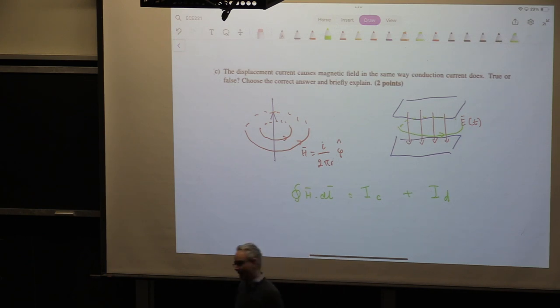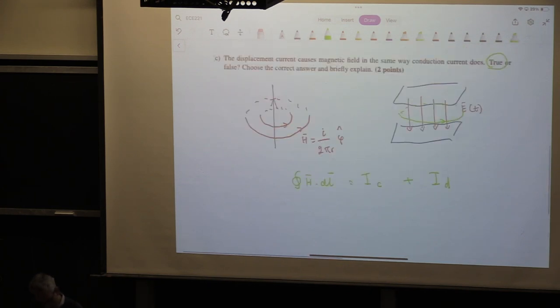And therefore, the law follows the physics to begin with, but if you want to use the law to understand the physics, this is the easiest way to do it. So you see two equivalent terms on the right-hand side. So the displacement current, indeed, that is a true statement, generates magnetic field the same way that conduction current does. So this is the first round of questions.